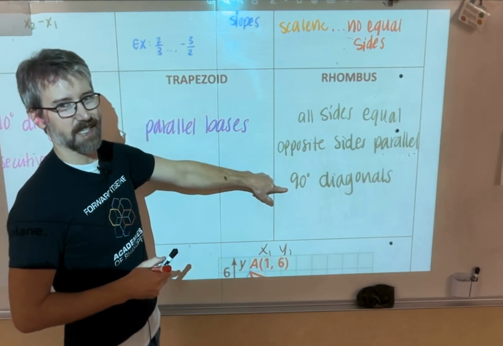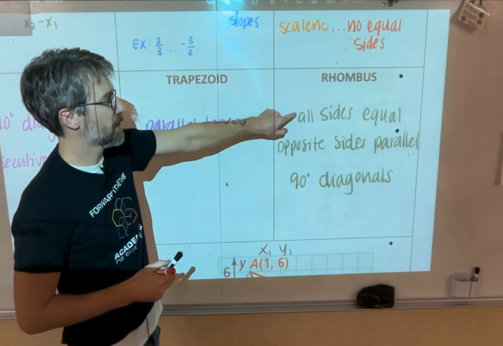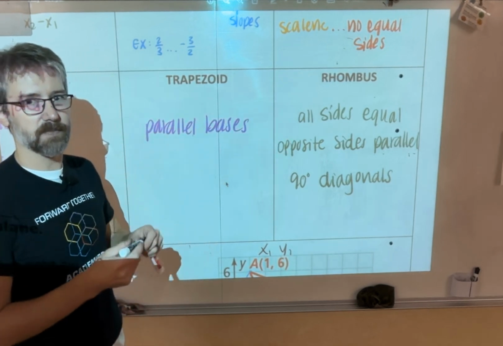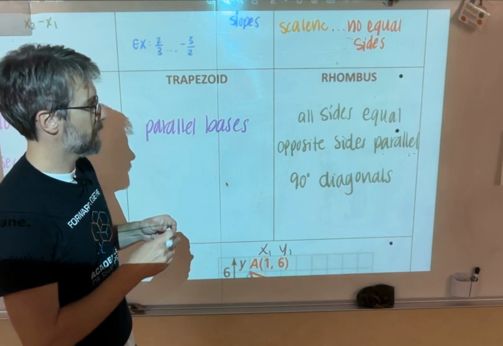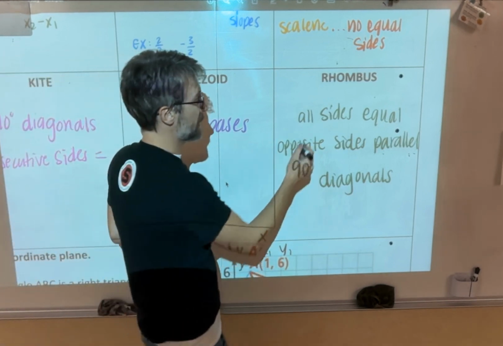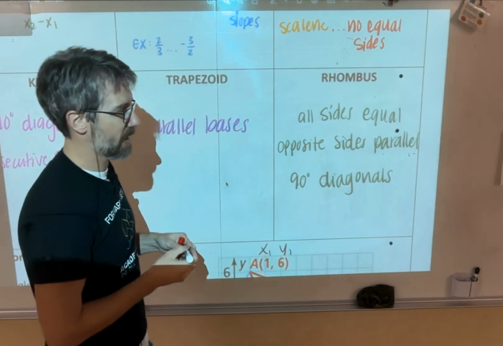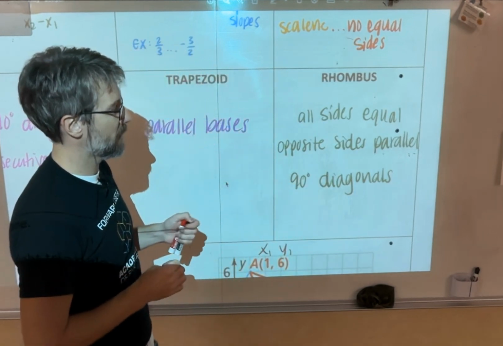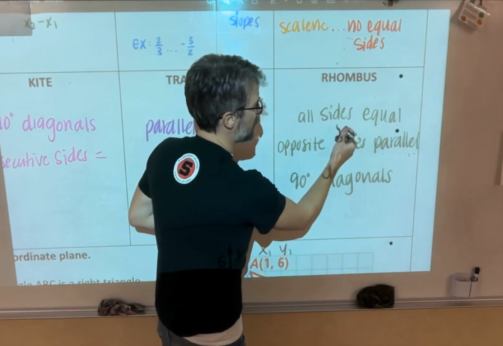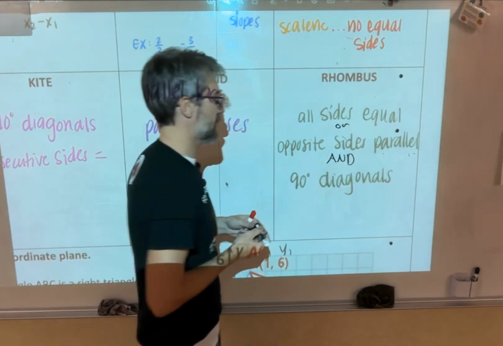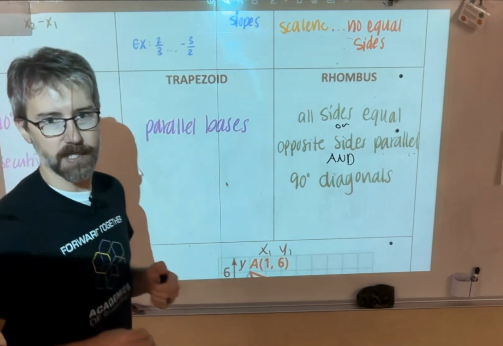and that we've got 90-degree diagonals. Really, if we just show that all 4 sides are equal, though, it's a rhombus, right, for sure. So if we can show really all 4 sides are equal or the 90-degree diagonals in a quadrilateral, so all sides equal or these 2 things, that the opposite sides are parallel and we've got 90-degree diagonals.